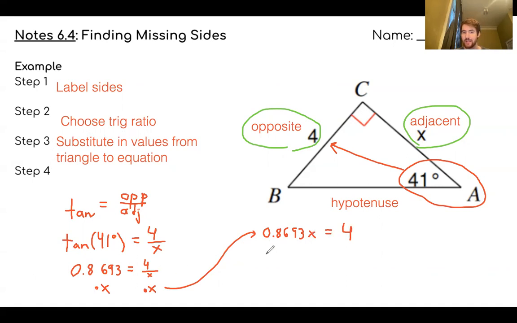Now we need to get the x by itself, so we're going to want to divide by this decimal that's with the x, 0.8693. Divide by 0.8693, and we will do this on the calculator. 4 divided by 0.8693, and we get x equals 4.6 about. So that tells us that this side up here is 4.6.